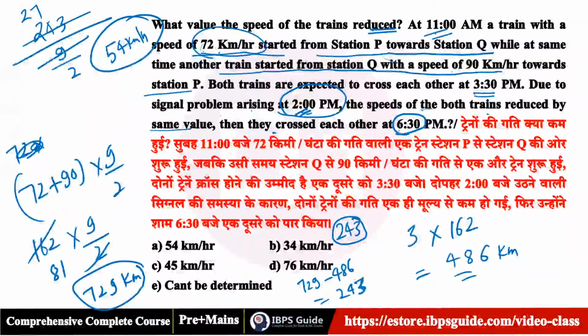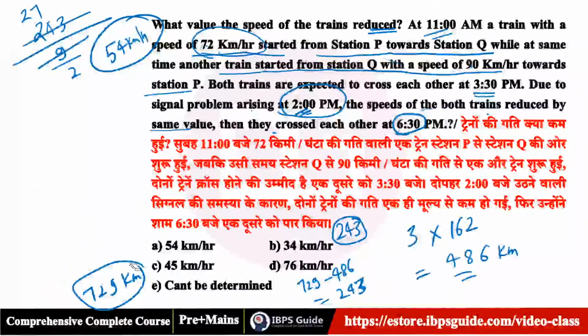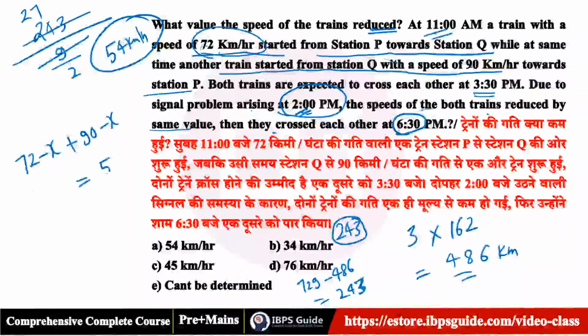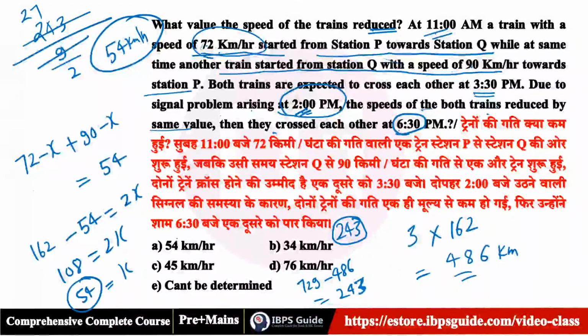Now you have a difference of something in both, the same thing in this, and you're getting 54. Let me erase this and tell you how this is happening. You have subtracted something from this and something from this, and you're getting 54. You understand? So 72 plus 90, 162, minus 54 is equal to 2x. So 162 minus 54, that is 108, is equal to 2x. X is equal to 54. So your answer will be 54.